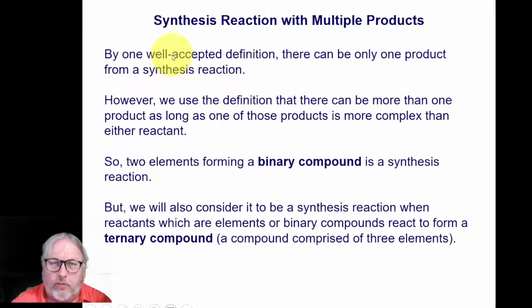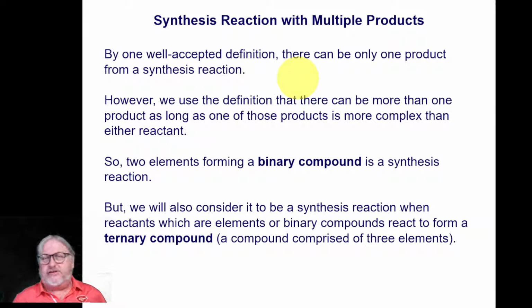Now, by one well-accepted definition, there can only be one product from a synthesis reaction. However, we use that definition that there can be more than one product as long as one of those products is more complex than either reactant. So, 2 elements forming a binary compound is a synthesis reaction. But there's other types of synthesis where you can have more than one binary compound. So we'll look at some of those.